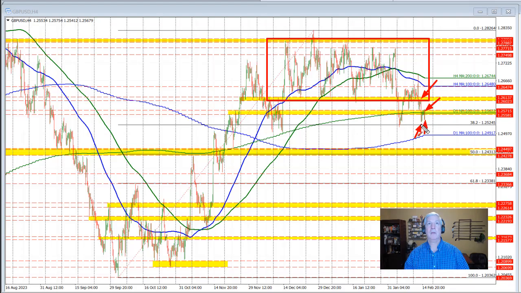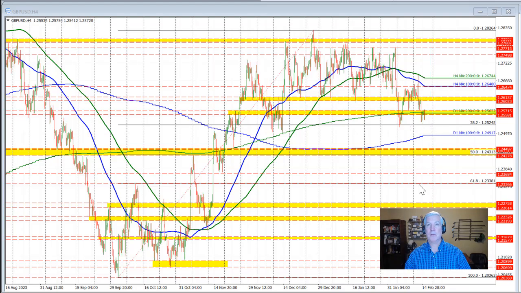As long as the price can remain below that level, the sellers are more in control. We currently trade in between that level right now at 1.2567. So it is being tested, and we are just above the 200-day moving average, which is also a concern for traders. But as long as the price remains below the 1.2571 level, then we'll look for the sellers to push the price further to the downside.